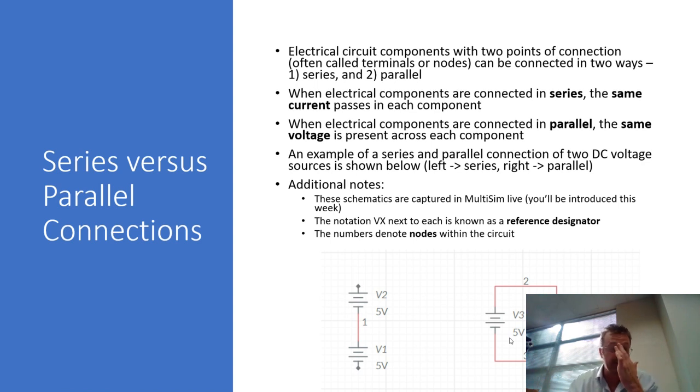For now, the only components we've talked about are DC voltage sources. However, we're going to talk about resistors a little bit later in part 2 of this lecture. And you'll see that this idea of connecting in series or parallel, and the fact that when they're in series, it's the same current, and when they're in parallel, it's the same voltage, extends beyond just voltage sources.